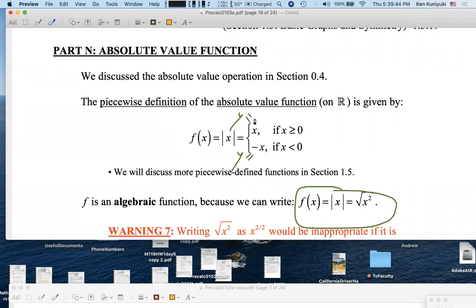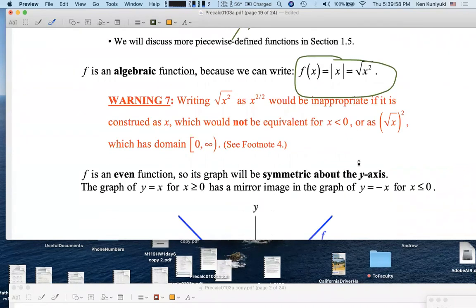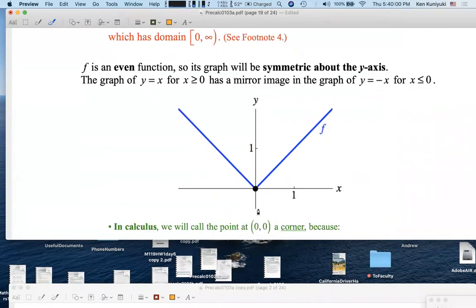Well, it's a piecewise graph. You get the piece of y equals x here, so you get a piece of this line here, and you get a piece of y equals the opposite of x with slope -1. You get a piece of these two lines, and they come together at the origin. Here's y equals x over here. Here's y equals the opposite of x over here.